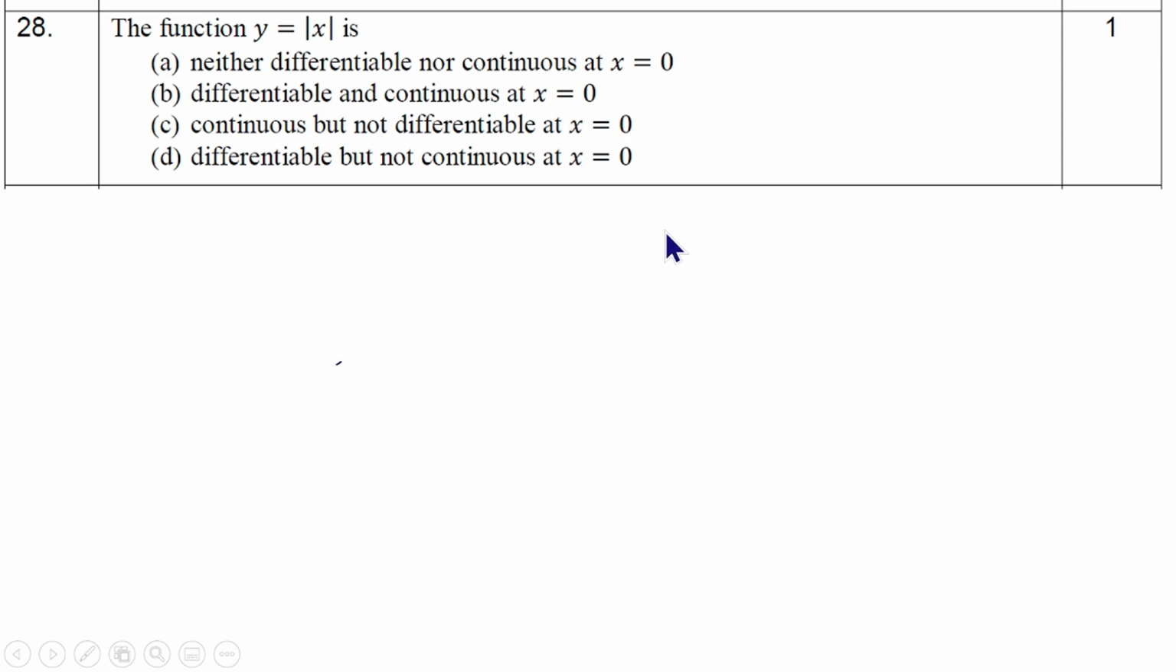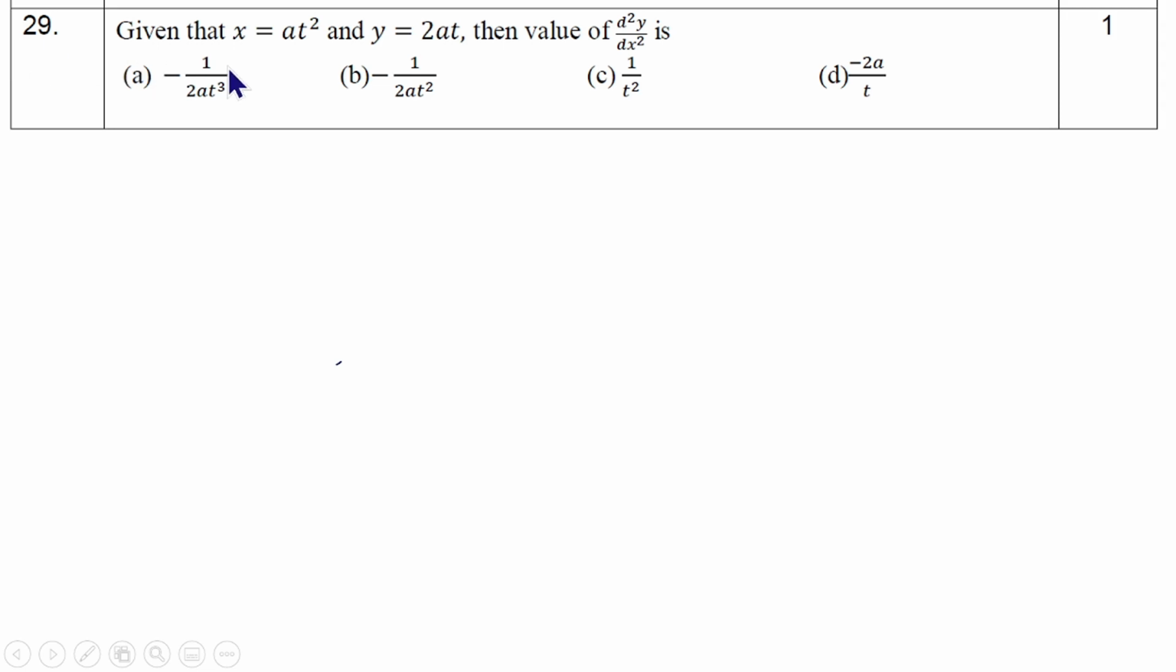The next question, y is equal to mod x, the various options are given here. Here if we see this function y is equal to mod x, it is having a turning point at x is equal to 0. So the correct option is: this function is continuous but it is not differentiable at x is equal to 0. So the correct option is option C.